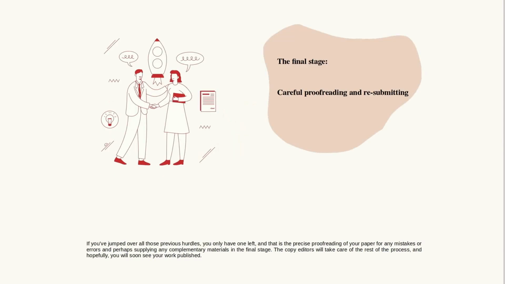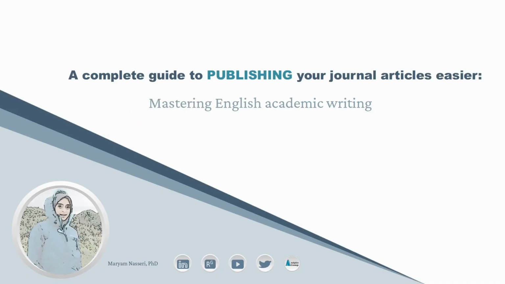If you've jumped over all those previous hurdles, you only have one left, and that is the precise proofreading of your paper for any mistakes or errors, and perhaps supplying any complementary materials in the final stage. The copy editors will take care of the rest of the process, and hopefully you will soon see your work published.